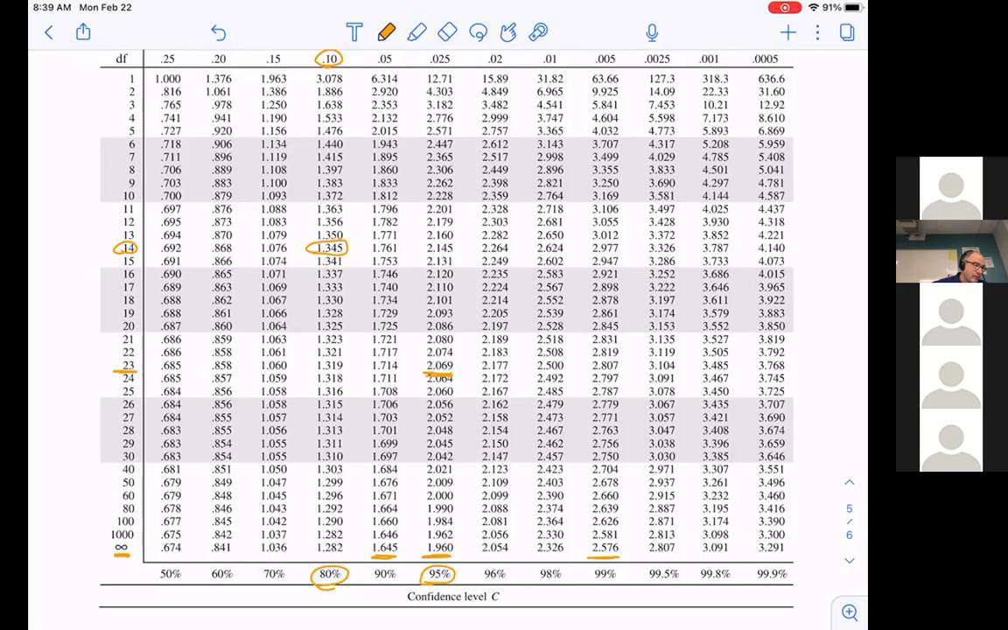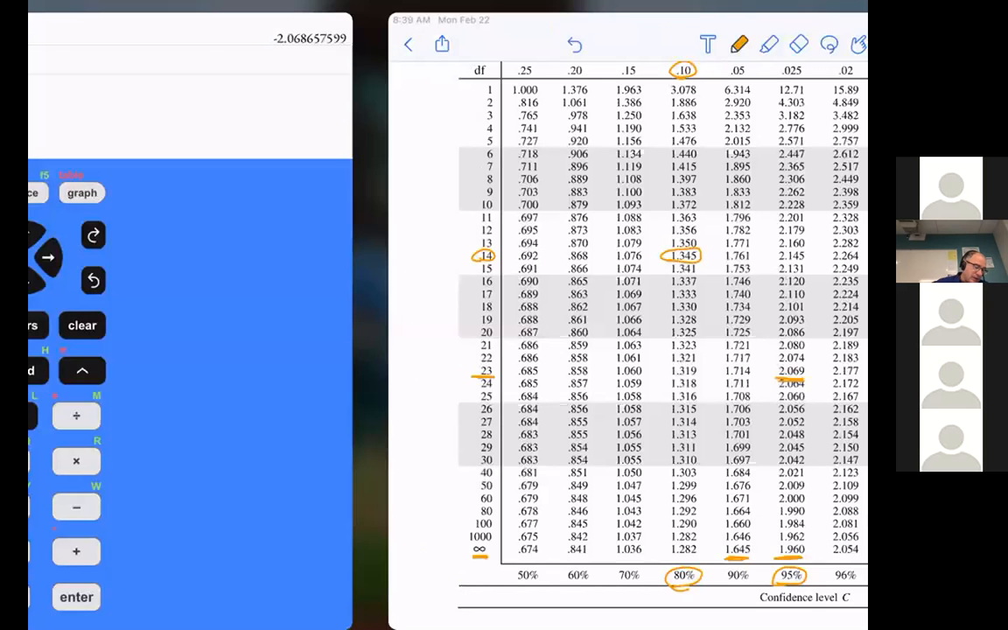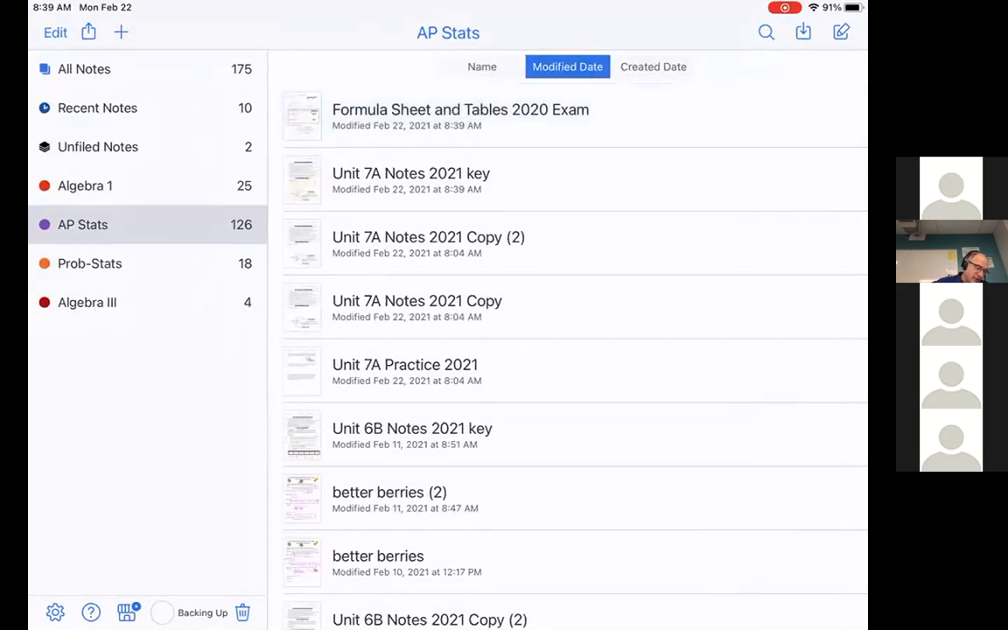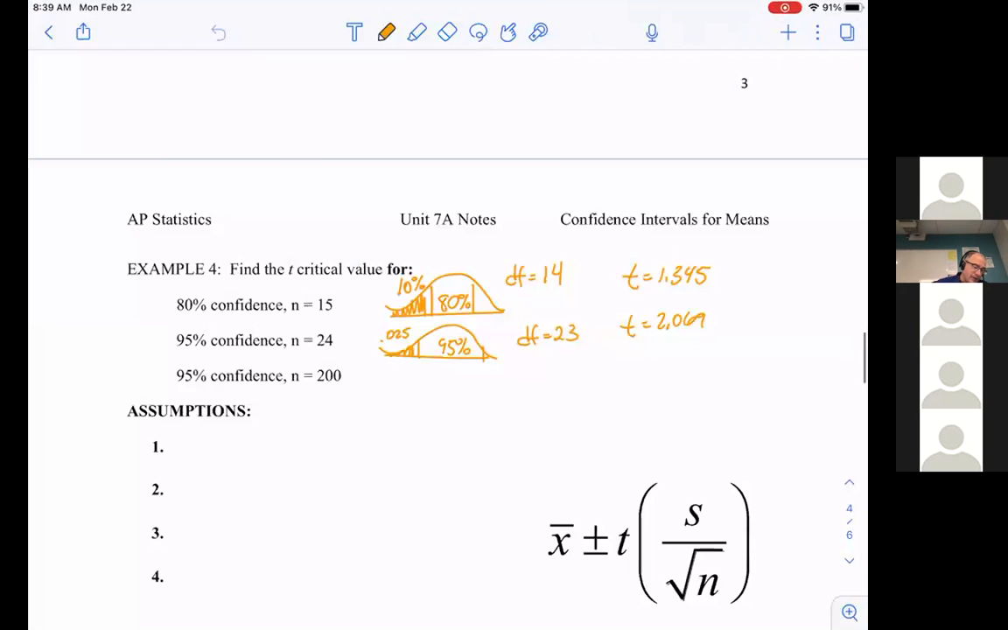Okay. All right. Back to our notes. Okay, fine. We'll do it that way. Back to our notes. Oh, man. Struggle bus. Driving it good today.